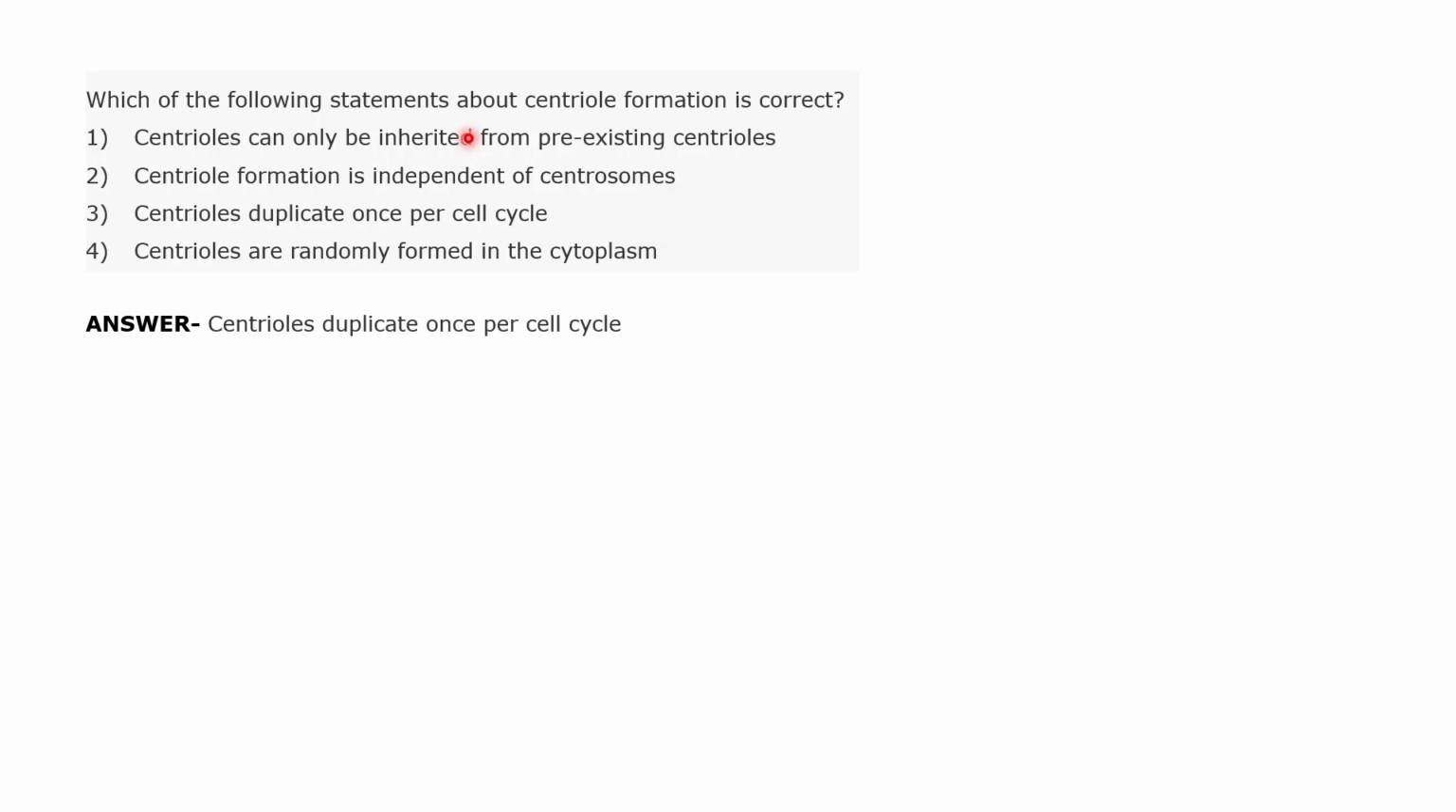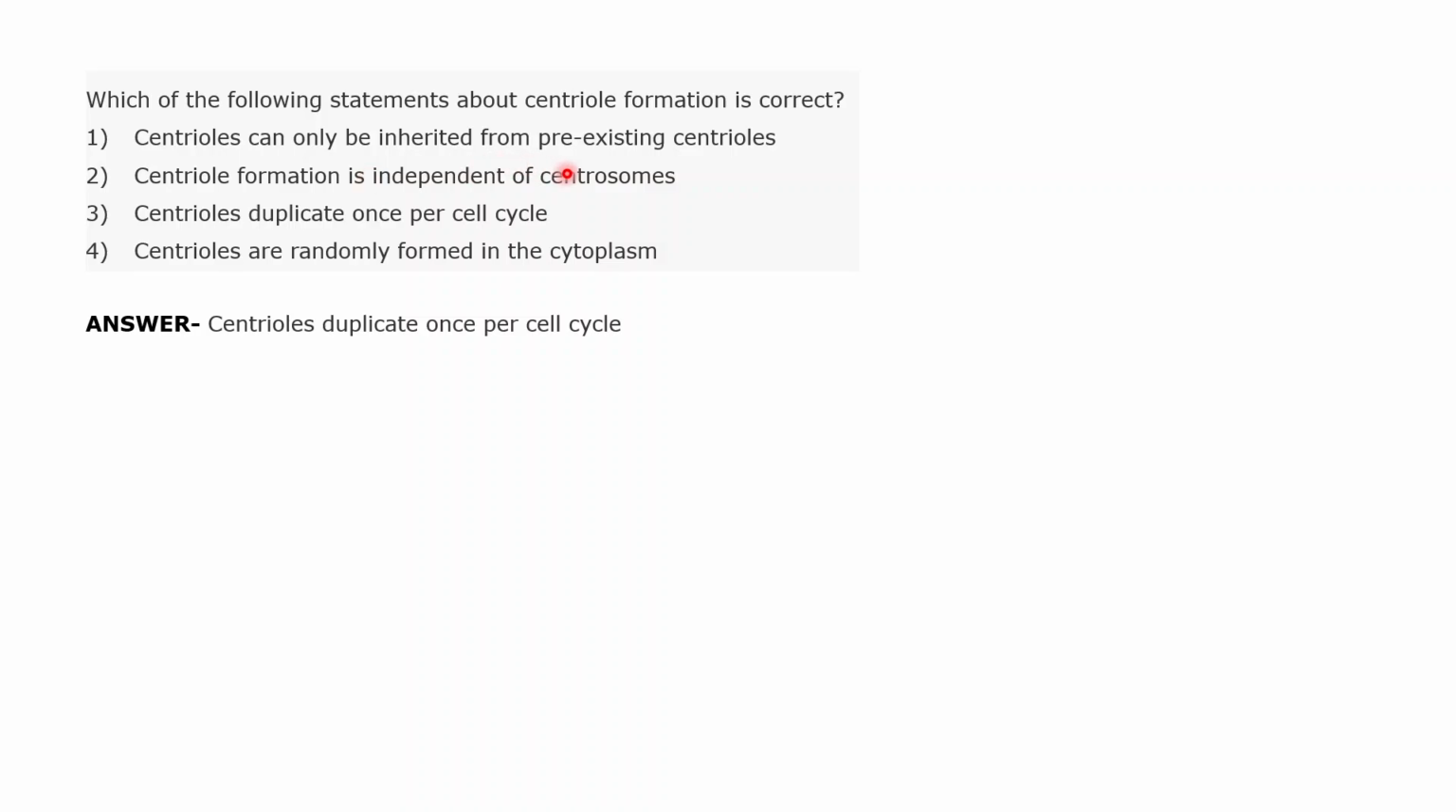So, leading to the formation of a daughter centriole there. The centrioles can only be inherited from a pre-existing centriole. That is not right, because there is also another phenomenon called de novo centriole assembly, or de novo formation of centrioles, that we will be discussing. And centriole formation is independent of chromosomes.